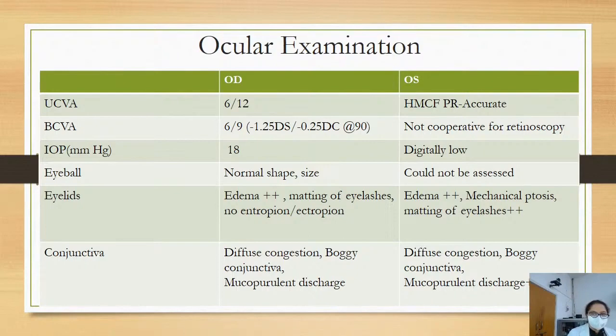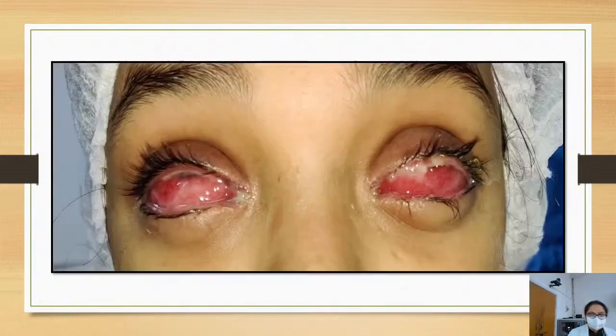Intraocular pressure we could not record, but digitally it was coming low. And eyelids diffuse edema was there with mechanical ptosis and matting of eyelashes. Conjunctiva was boggy with diffuse congestion and mucopurulent discharge was present. This is the clinical picture.